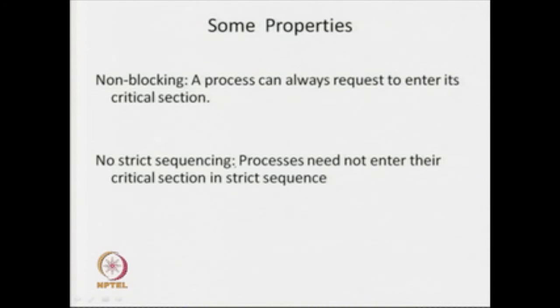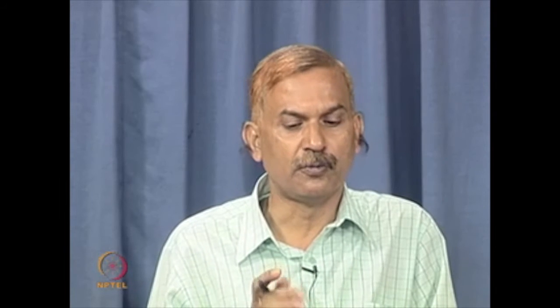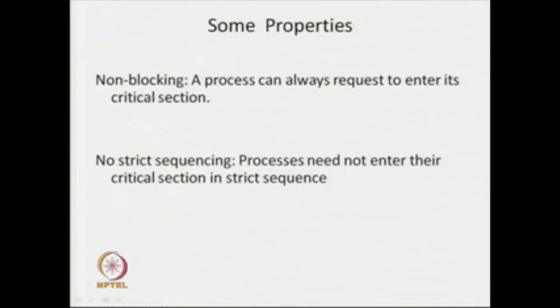It may happen that P1 has entered into the critical section, and after some time P1 may be allowed to enter into the critical section again. We will not wait for P2 to go first before P1 is allowed again. Such a restriction we are not going to put. So, this is about no strict sequence. Basically, we say that our mutual exclusion protocol must satisfy these four properties.